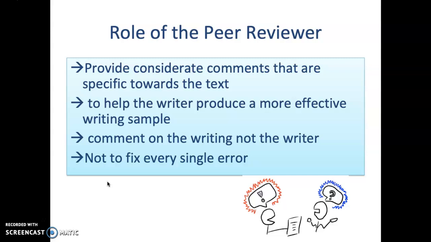So they need to understand that their role is not just to find every error and to highlight it or circle it or kind of make them feel incompetent as a learner. And they also need to have an understanding that they're not judging the writer themselves, but just the writing sample. So try to be as unbiased as possible. Have an objective view.